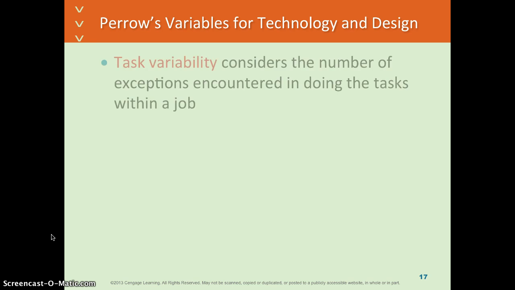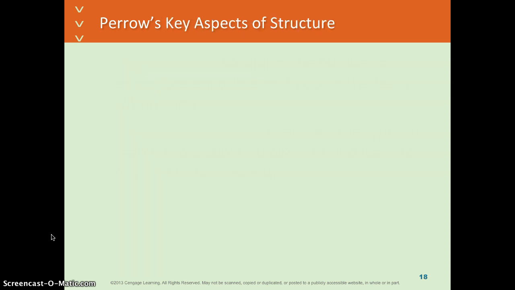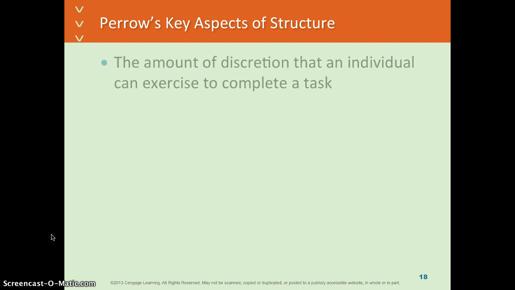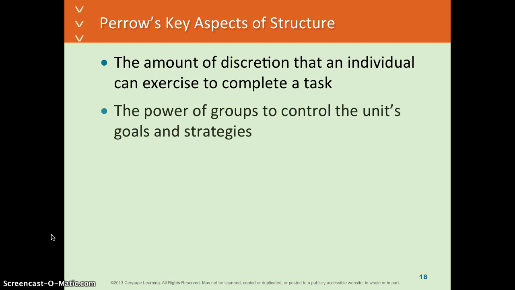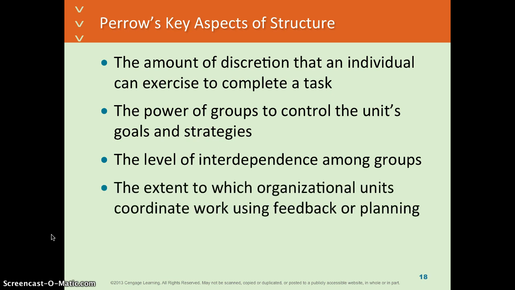Perrow looked at task variability connected to problem analyzability. The task variability is looking at those exceptions on when your task is deviating from the direction you plan, and problem analyzability examines the types of search procedures you have to figure out what to do. Perrow's key aspects of structure: the amount of discretion that an individual can exercise, the power of the group, the level of interdependence among the group, and the extent to which organizational units coordinate work using feedback and planning.